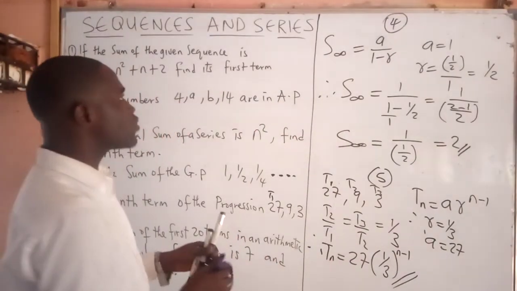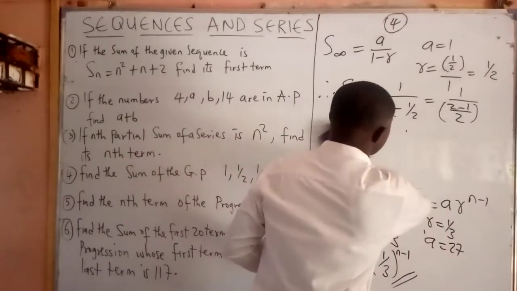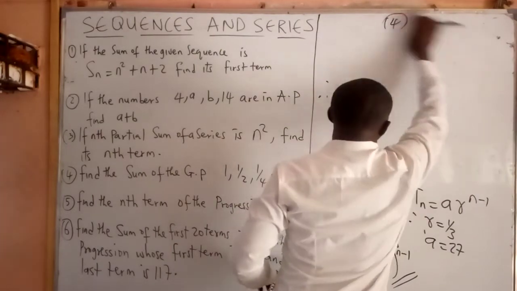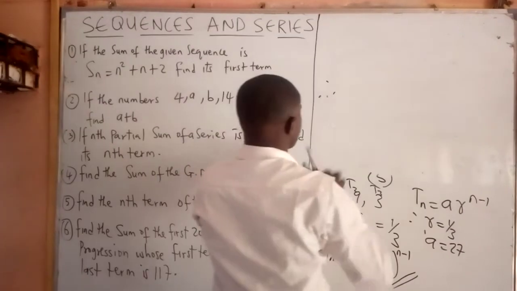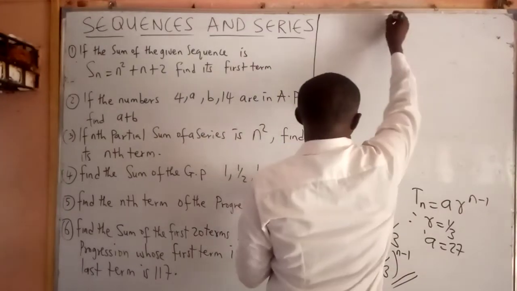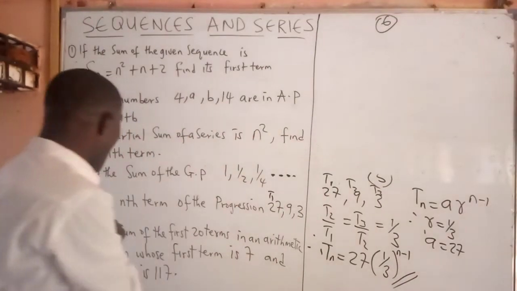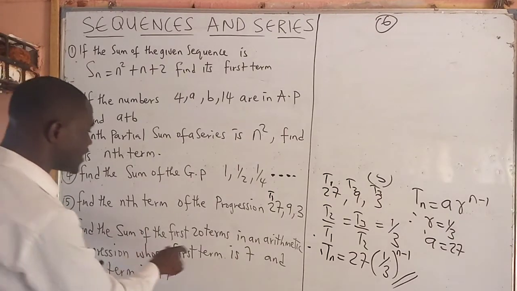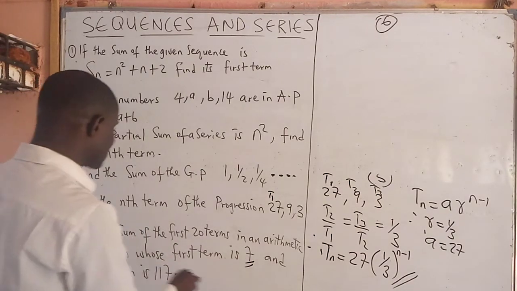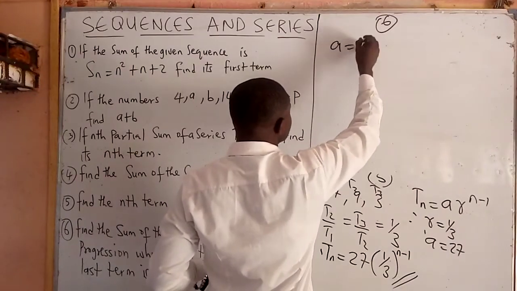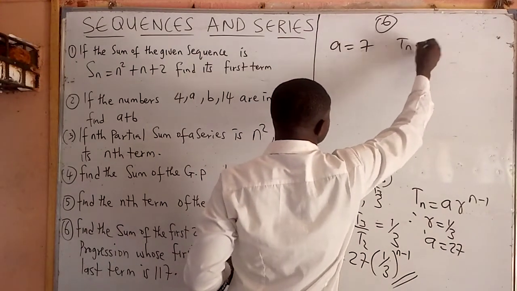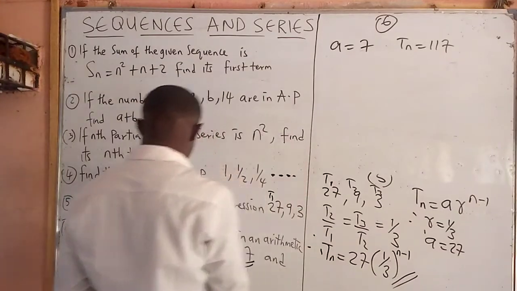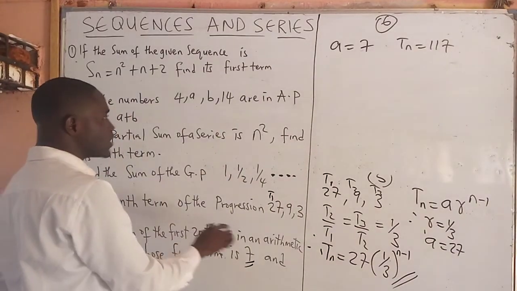We go to the last question on this. Find the sum of the first 20 terms in arithmetic progression whose first term is 7 and last term is 117. You say first term is 7, last term is 117. I'll look for a formula that I will use to get the sum of the first 20 terms.